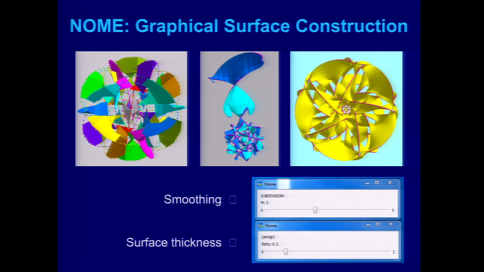In the center picture, you see an example of one of these outer lobes, and this gets then replicated 30 times, put in the right place, so we then end up with the configuration on the right. NOME then offers a couple of sliders that tell you how much smoothing you want to introduce into the surface and how thick you want to make the offset surface that then goes through the 3D printer.